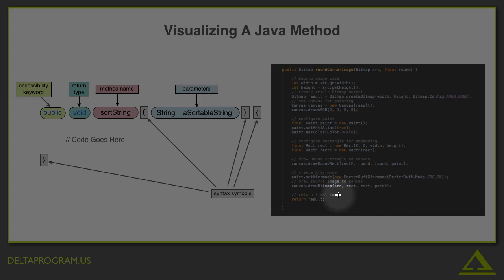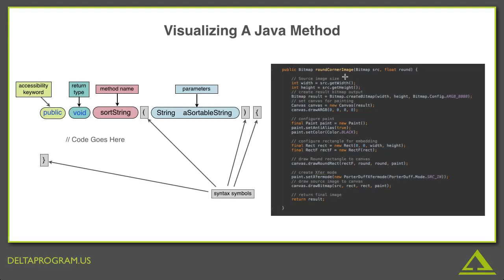The parentheses here and here are most helpful in telling us where to look for the method name. As we can see, the method name comes before, and is in this case, roundCornerImage. So when you refer to this method elsewhere in the code, you should expect to see roundCornerImage as the name used. Notice also the camel case used to define the method name, with the lowercase r, capital C, capital I.